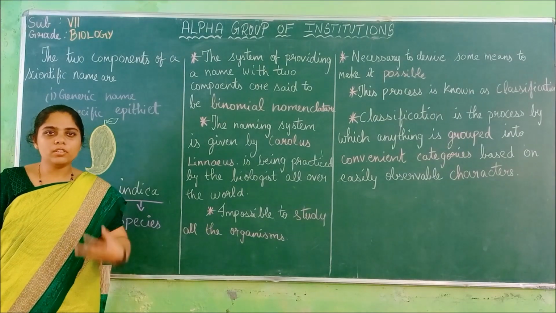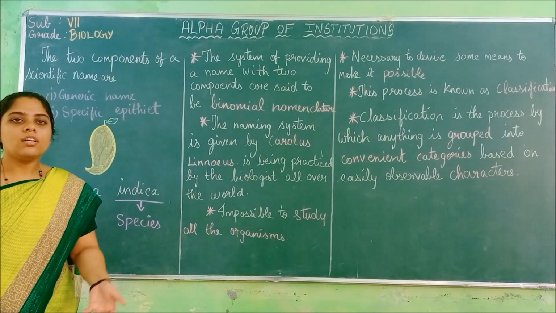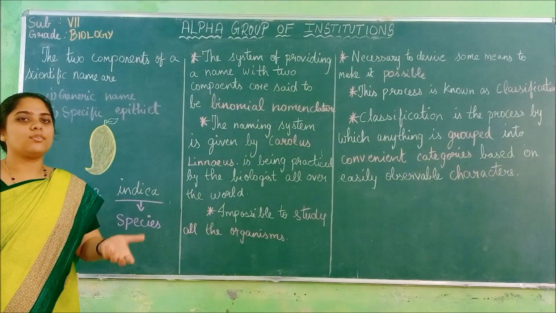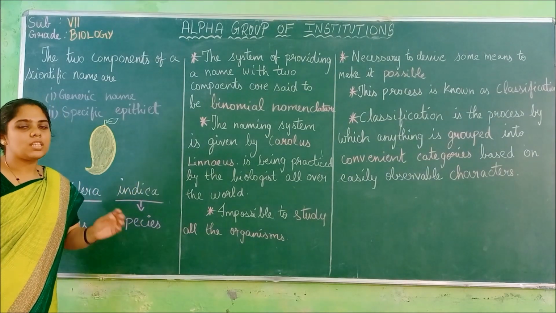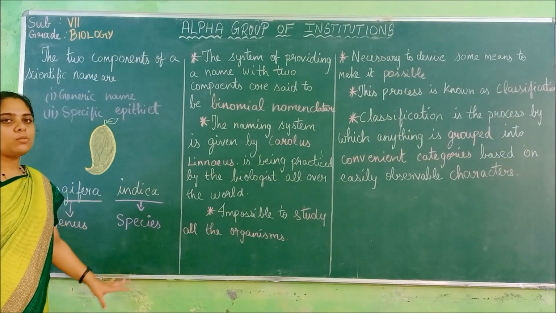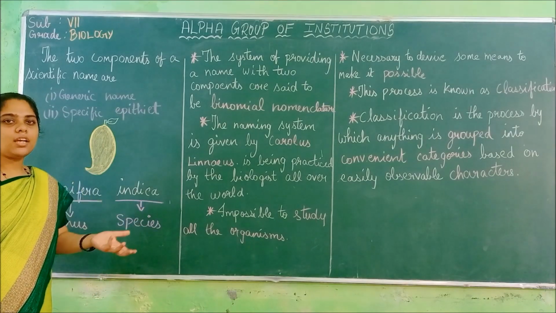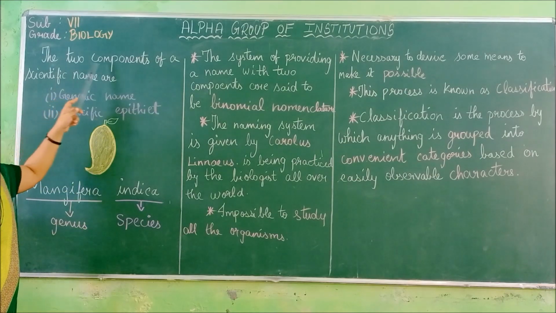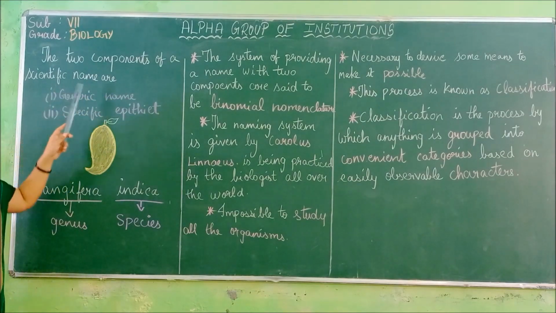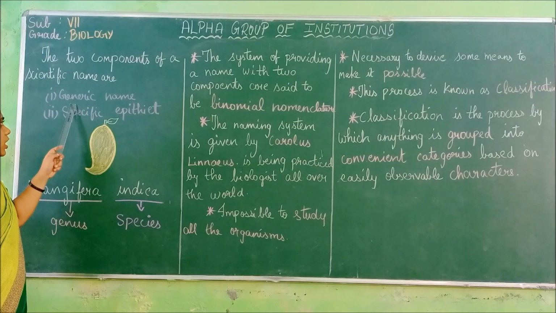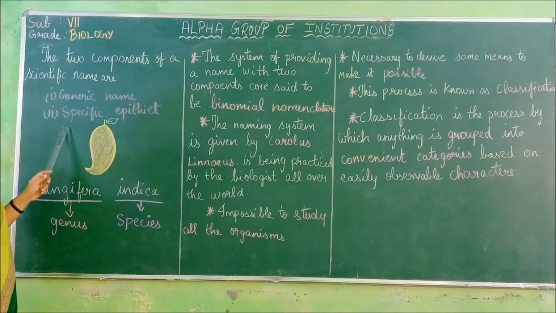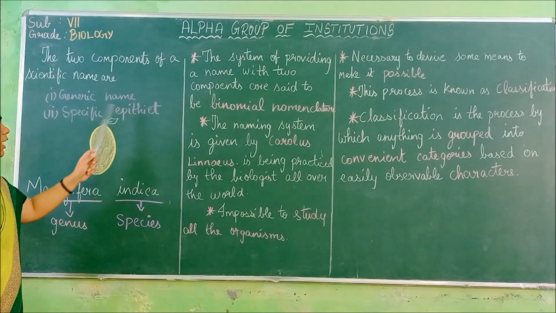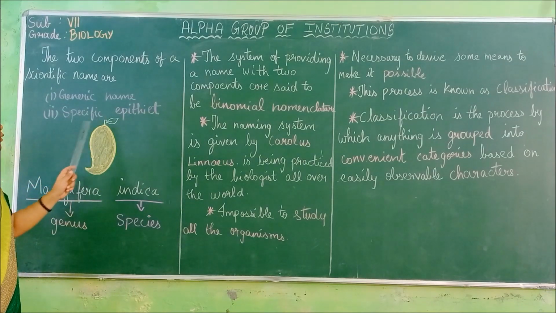So we are talking about scientific names again and again. So now we are going to see what a scientific name is, how it looks, and what principles have been formulated to make a scientific name. So there are two components in a scientific name. One is the generic name and the other is the specific epithet.